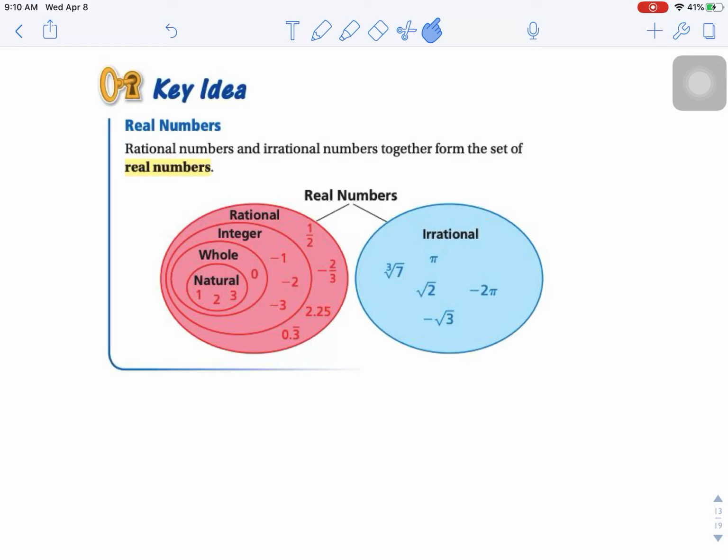Rational numbers, on the other hand, can be written as fractions. Those are decimals that terminate or decimals that repeat. So 2.25 stops, 0.3 repeating has a repeating pattern to it. An integer is a little more specific. Those add our negative numbers, so -1, -2, -3, -4, and so on. A whole number adds 0 to that classification, and then natural numbers adds our counting numbers to that.